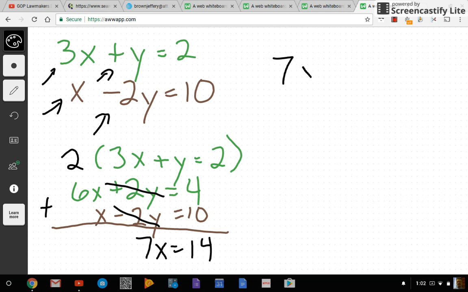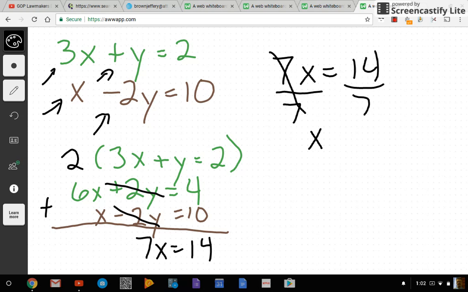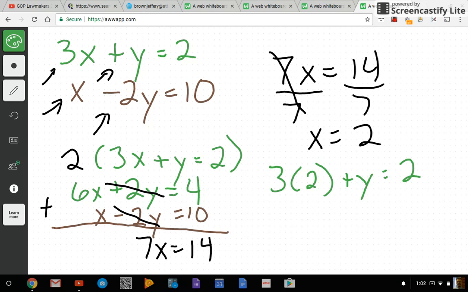So now it's just an algebra problem. So 7x is equal to 14. I need to get rid of the coefficient there in front. So this is going to be x is equal to 2. Well, now, since I know x is equal to 2, I can take either equation. Doesn't matter which equation I take. I'm going to take the first one just because I see it right there. And I can substitute in the value for x. So this is 6 plus y is equal to 2. Well, now then I have to take away the 6. And I get y is equal to negative 4.